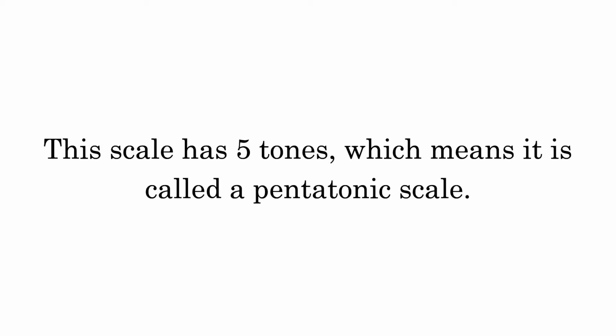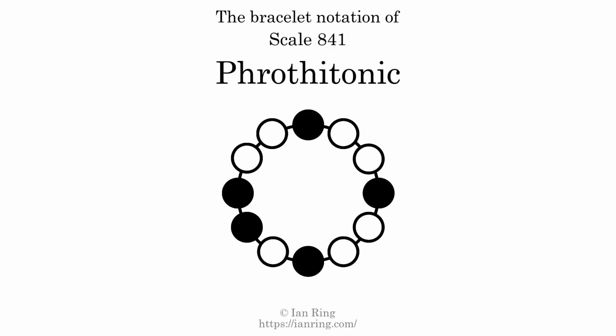This scale has 5 tones, which means it is called a pentatonic scale. This is a bracelet notation diagram of scale 841. The shaded circles represent tones that appear in the scale, and they are read clockwise, starting at the top.